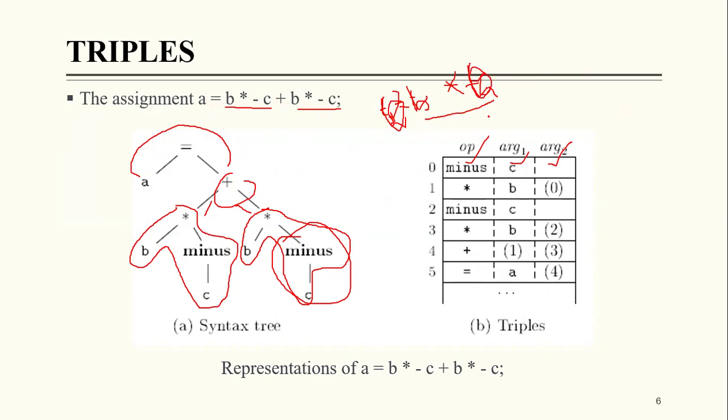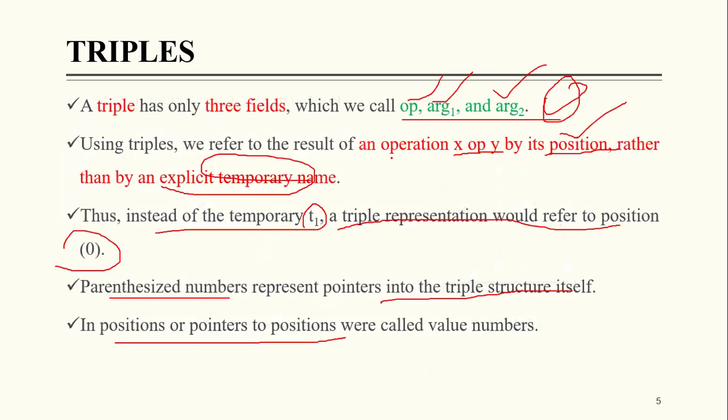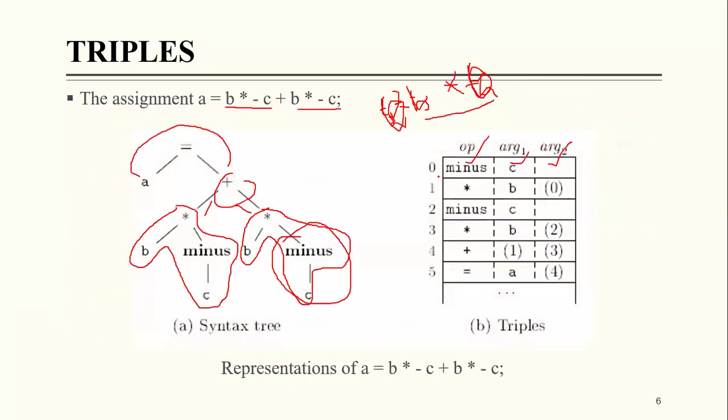So in the triples form, as I said here, you just listen: instead of an explicit temporary name we will not use it. Instead we are using the position. Initially, position 0 is minus c. We have to multiply that minus c with b, so multiply is the operator and argument 1 is b. For this minus c, we have not used any temporary variable. Instead of a temporary variable, we are using its position as a parenthesized number.